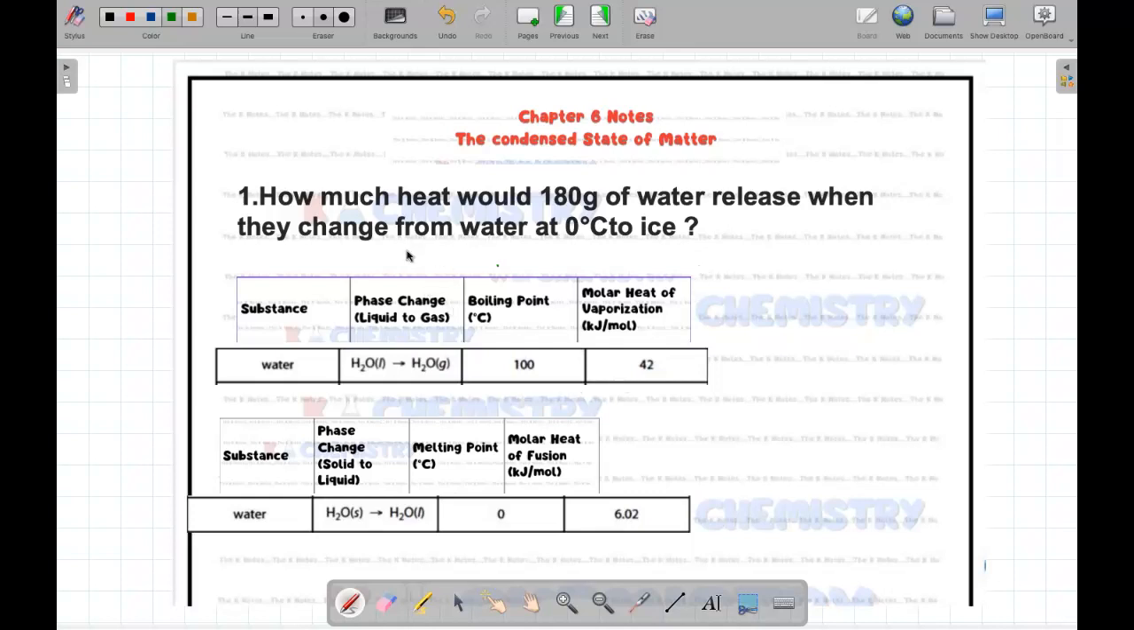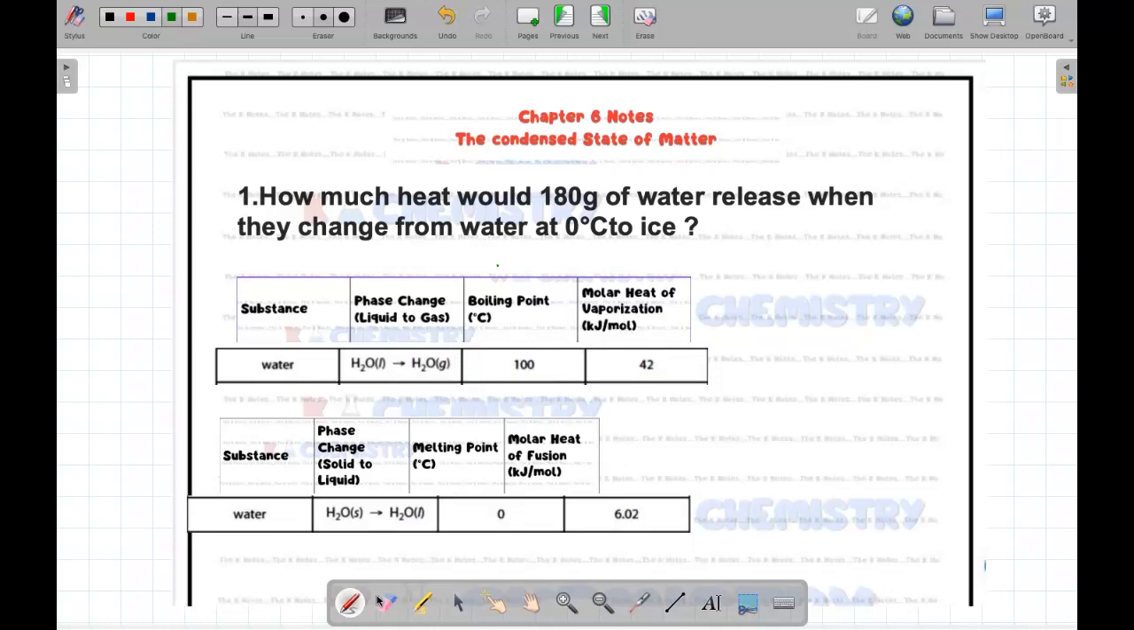This question is asking how much heat would 180 grams of water release when they change from water at 0 degrees to ice? So this means, are you going to choose the molar heat of vaporization or the molar heat of fusion? Of course, you will use the molar heat of fusion. But mister, this is changing water to ice, while fusion is ice to water, melting. Yeah, it is the same, but only in the opposite direction. But you cannot use the vaporization one because that is from gas to liquid.